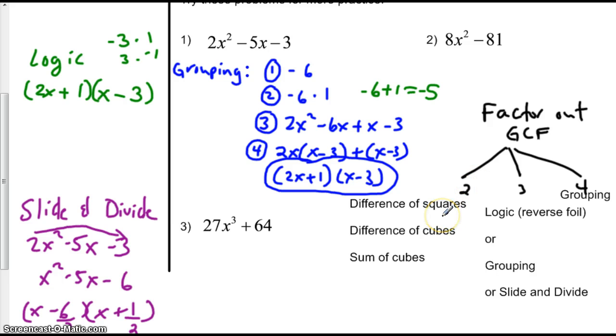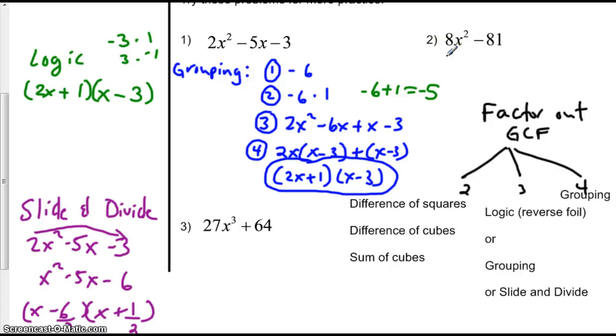So I'm looking for difference of squares, difference of cubes, or sum of cubes. We have a difference here between our 2 terms, a subtraction. So it's either going to be difference of squares or difference of cubes to be factored. And it looks like we have a perfect square with 81. We do, because that's 9 times 9. X squared is perfect, but 8 is not.